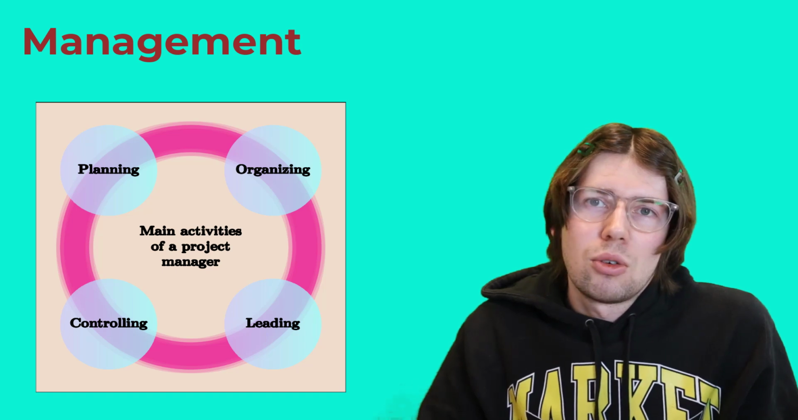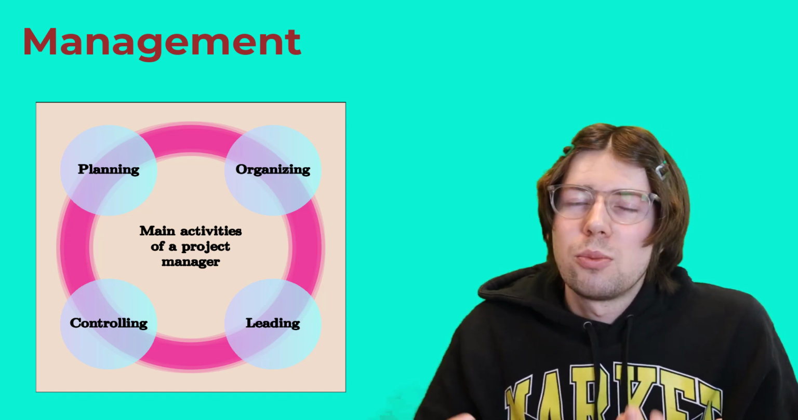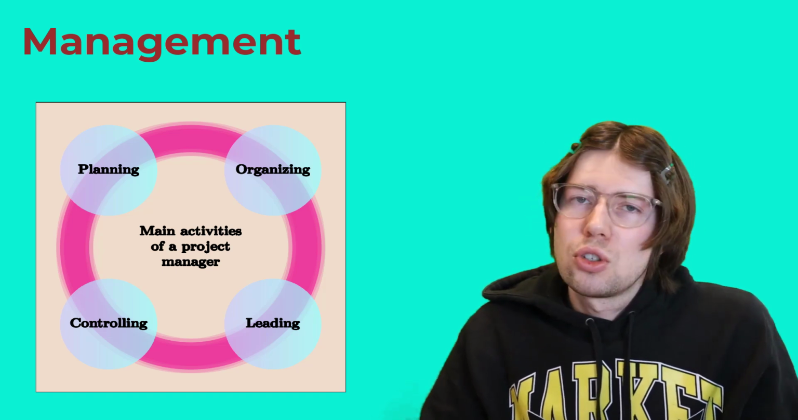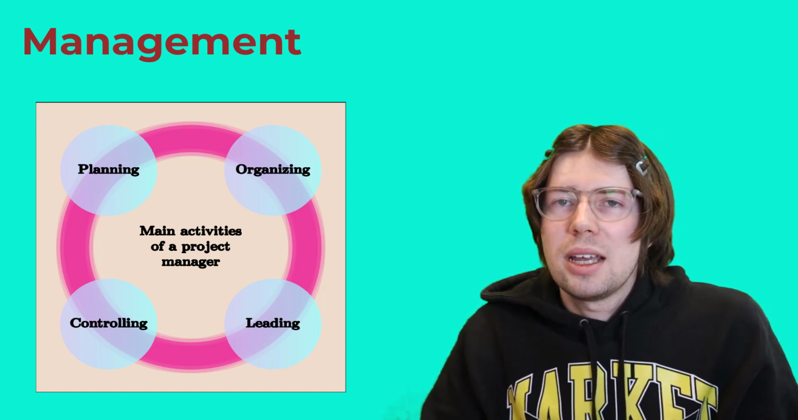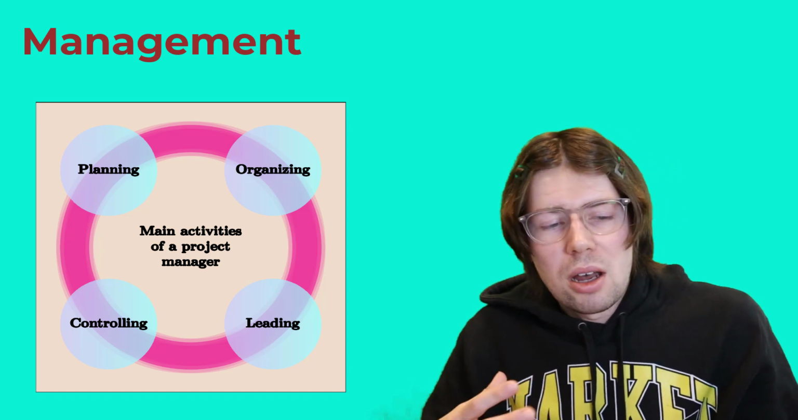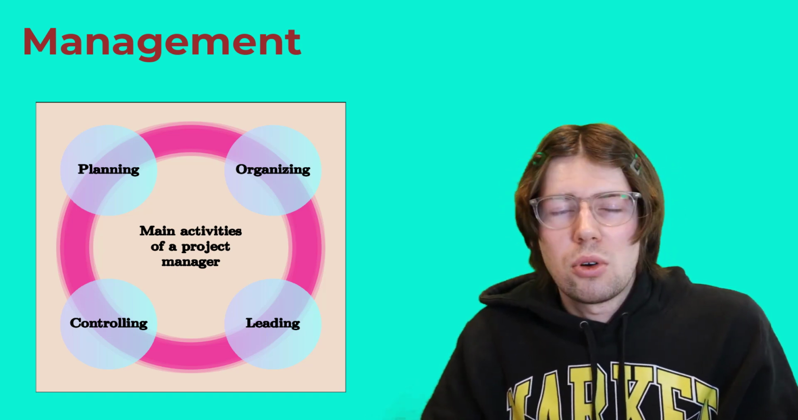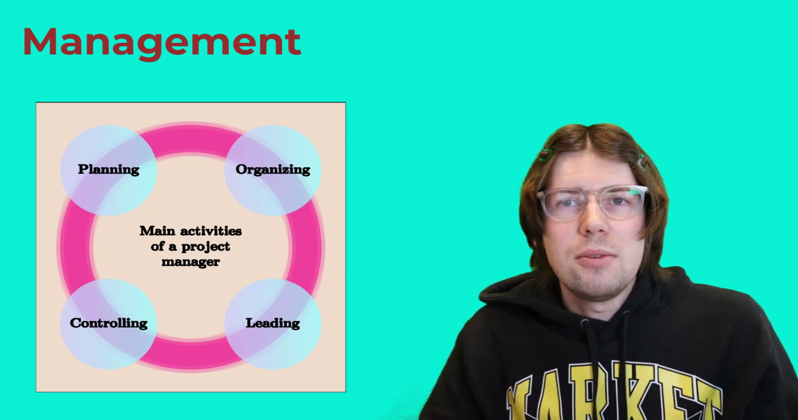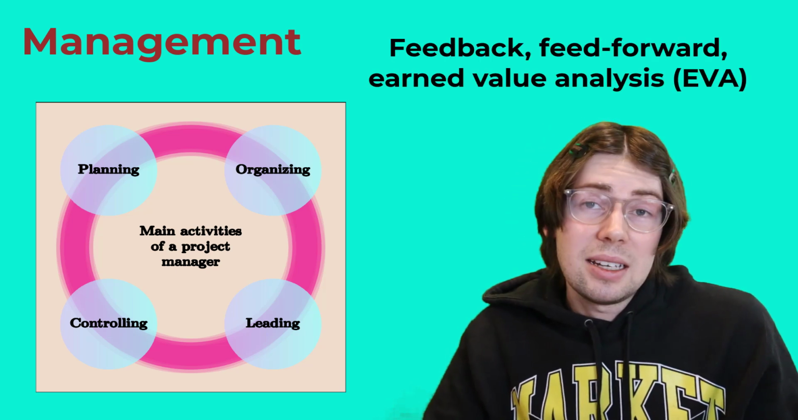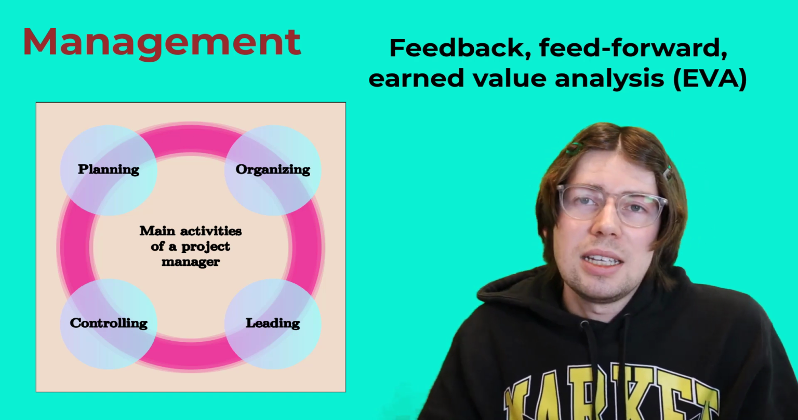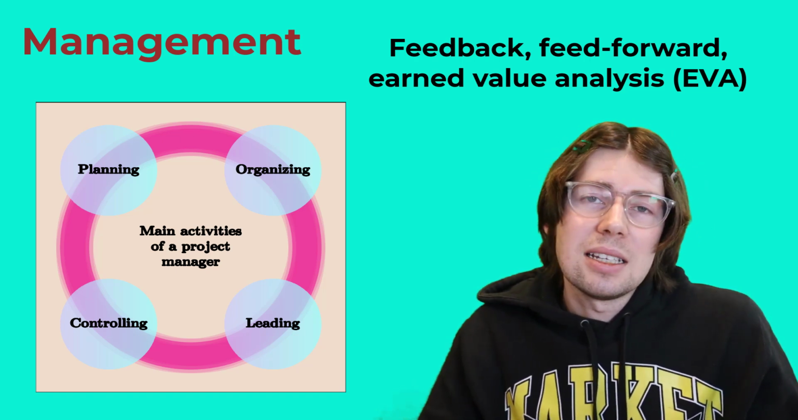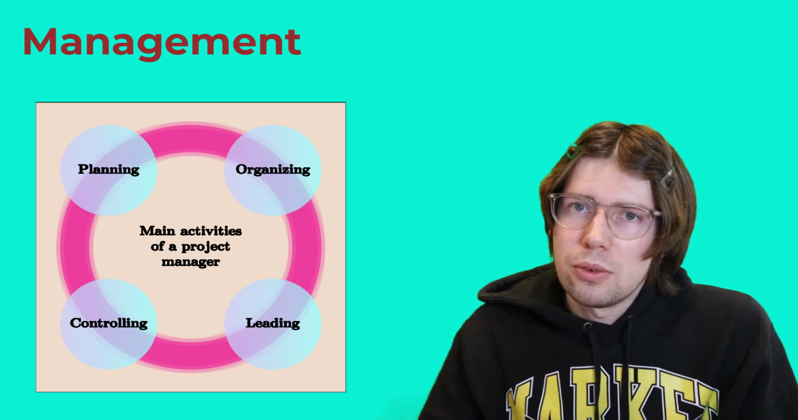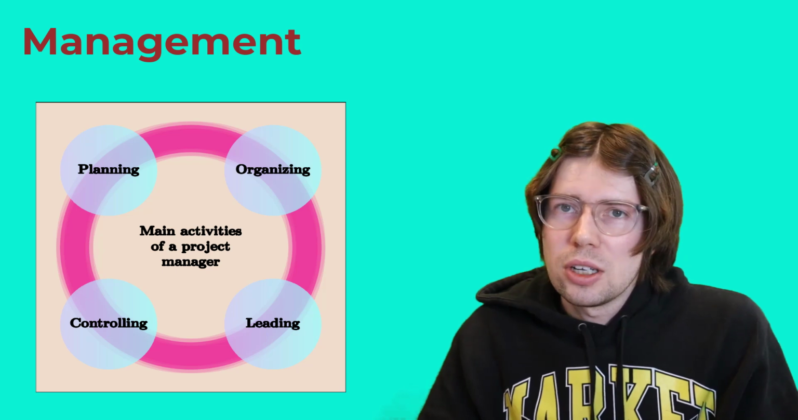Another main category of project management tasks, I remember there were four of them, is to control the project execution. Control is about making sure that the project is executed in accordance to the plan. And there we use tools such as feedback and feed forward, and we can use techniques such as earned value analysis to make sure that the project is on track in terms of schedule and budget.